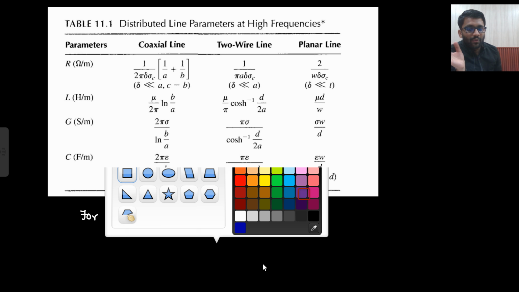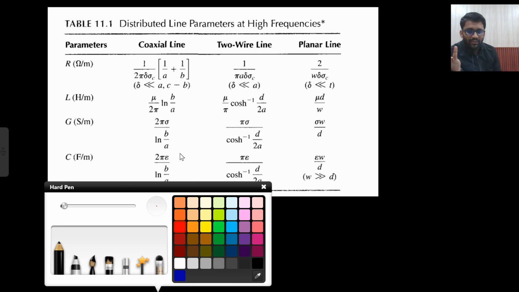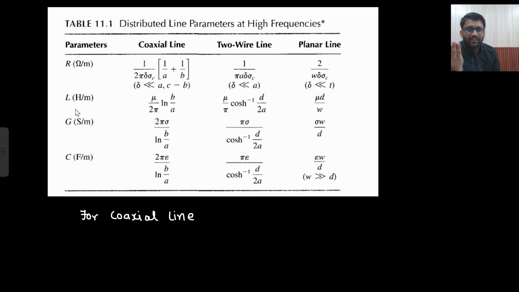But which is more important? It is not practical to mug up all these formulas, right? You cannot mug up all these formulas. If I ask you what is the value of inductance for the planar line, will you be able to tell me? No, it is not practically possible to remember it. So which two formulas do we remember? We remember the value of L.